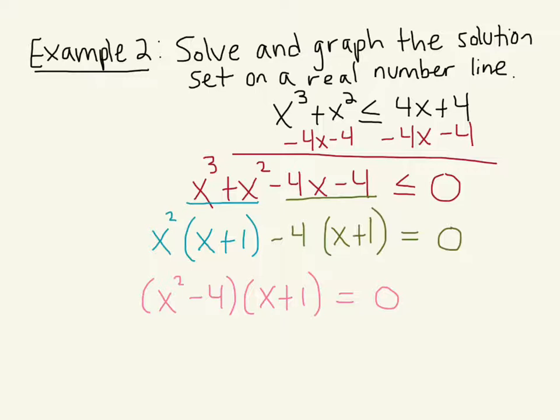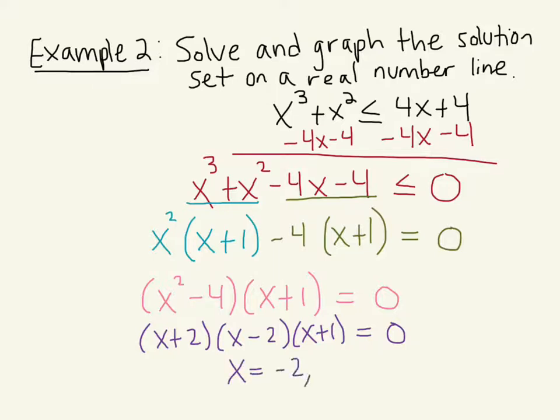Well, x squared minus 4 is a difference of squares. So we can rewrite that as x plus 2, x minus 2, x plus 1 equals 0. So our boundary points are going to be negative 2, positive 2, and negative 1. And those are the boundary points we're going to look at. Remember, we call these boundary points.